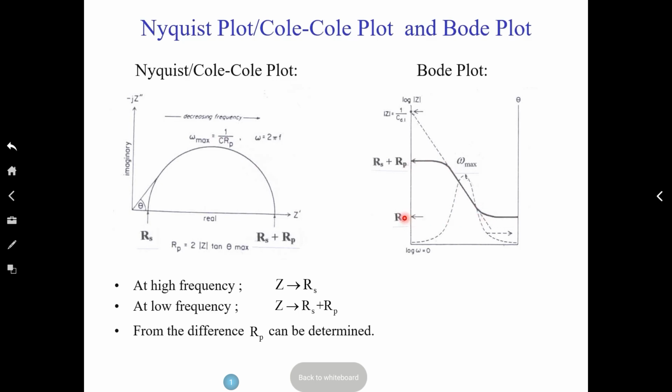Okay. And so one plateau will give you RS. This will be RP. And the extension of that linear part will give you CW. So either from the Nyquist plot or the Bode plot, you get all these important values. And the corrosion community is particularly looking for RP, because RP will give them an idea of the kinetics of corrosion.